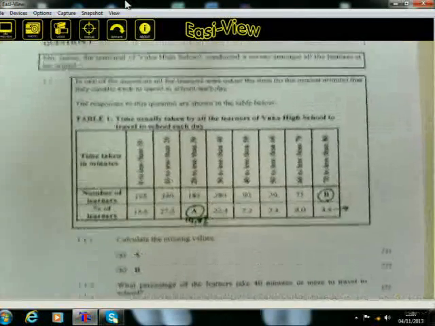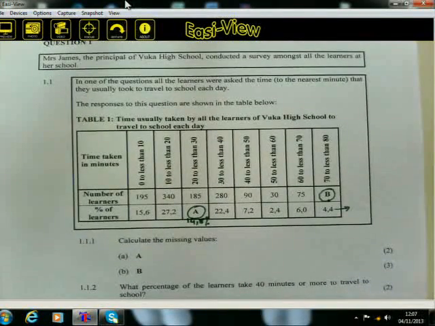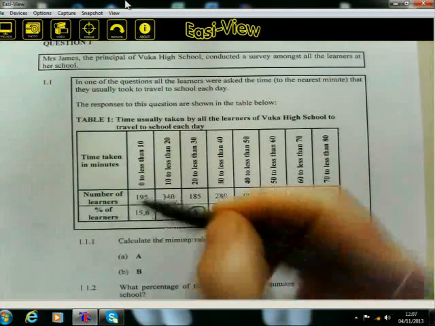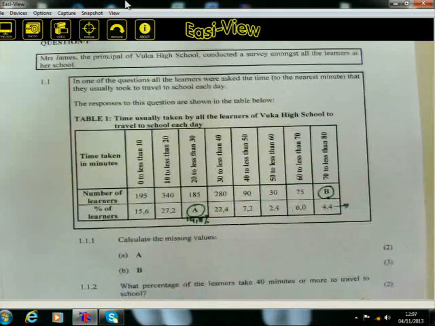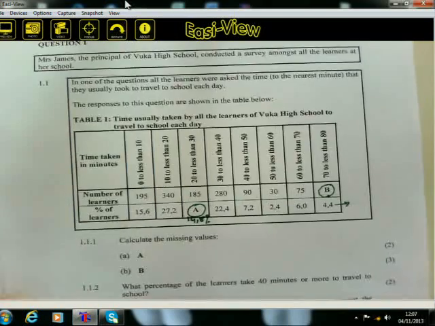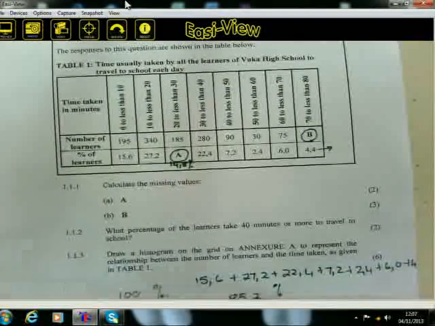If you go and look at the information given, you will see that it was never stated what the total number of learners that took part in this survey is. Can we calculate it? Yes. You can use any one of the two known values that you have to calculate the total number of learners participating in this survey. Let me show you.